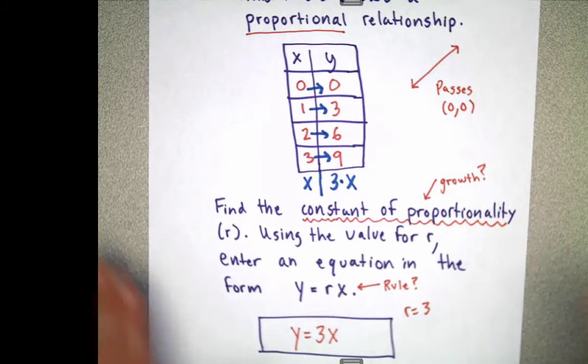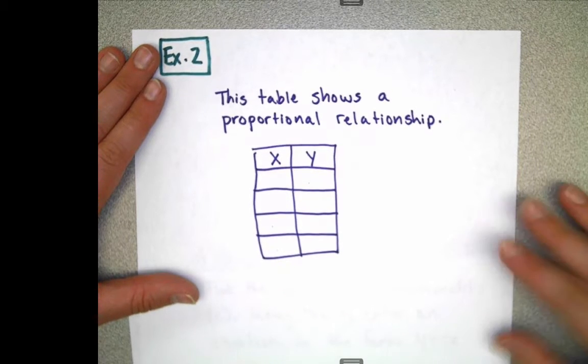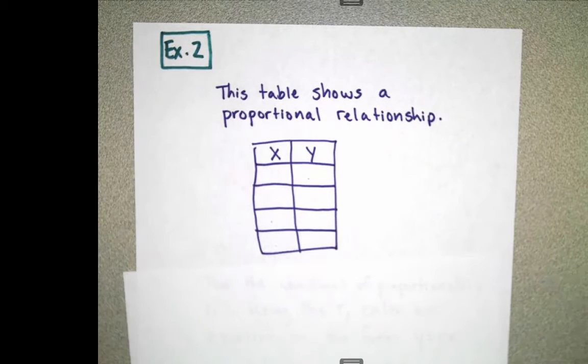So let's try another one of these and kind of make sure you feel comfortable with this. We'll do an example 2. And for our second example, we're going to have a similar setup. We're going to say, okay, we have a table that shows a proportional relationship. So the table is proportional. So they're already telling me it is a proportion.